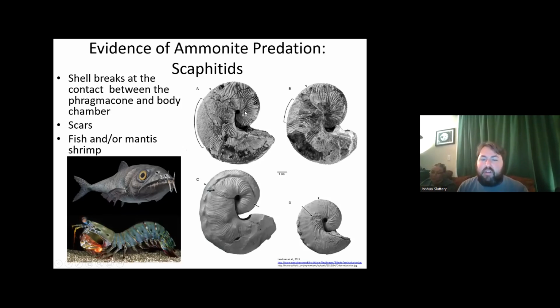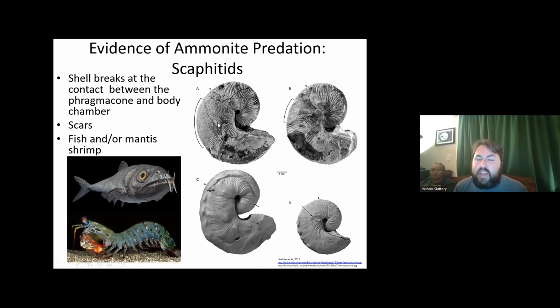Scaphitids, these guys right here, have really interesting evidence of predation. If you look at them, they always have a puncture mark on the very rear part of the shell. You see this puncture mark right here. And this puncture mark always corresponds to where the actual soft body of the ammonite attaches to the internal part of the shell. You even see repair scars, and the repair scars usually occur away from the puncture marks.